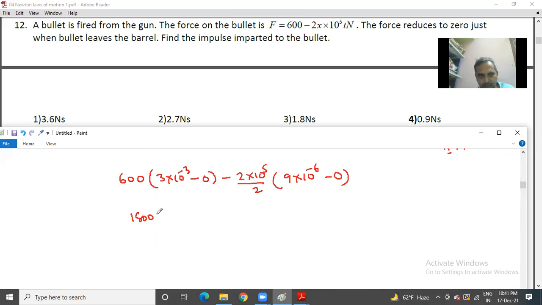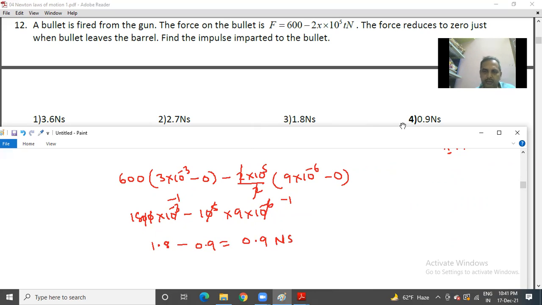1800 × 10^-3, which is 1.8. The 2 and 2 get cancelled. Minus 10^5 with 9 × 10^-6, so this will be minus 0.9. So the answer is 0.9 newton second. Impulse unit is newton second. So the last option is correct. Let us proceed with the next question.